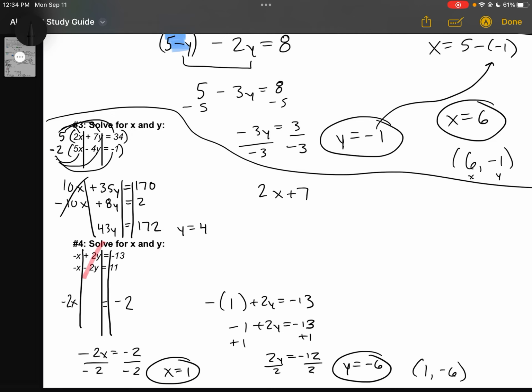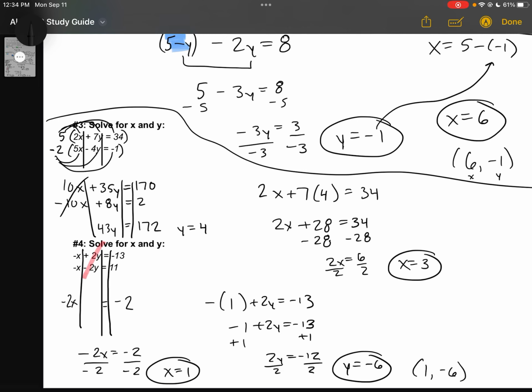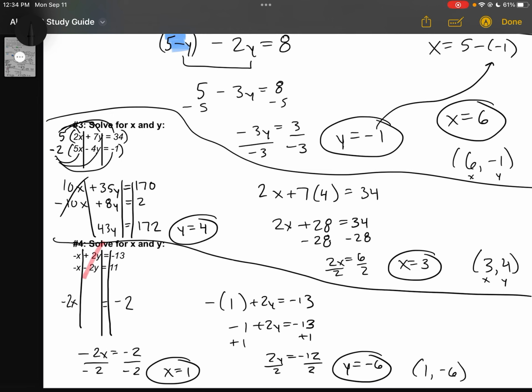All right, so time to plug back in. We have y equals 4, so we want to pop that in. So I'm going to put 2x plus 28 equals 34. Subtract 28. We get 2x equals 6. We get x equals 3. So full xy final answer, 3, 4, x, y.